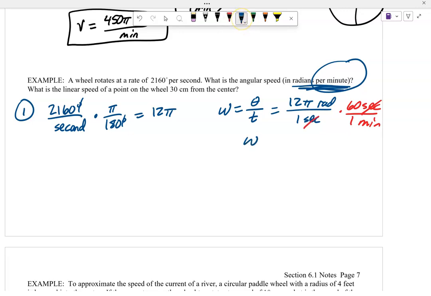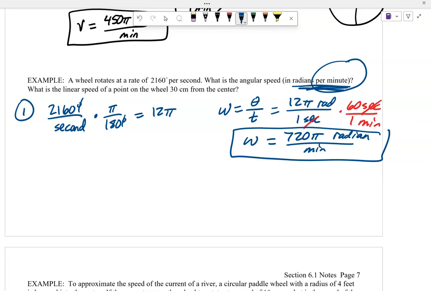And so our angular speed ends up being 12 pi times 60, so we get 720 pi radians per minute. Okay, so here's our angular speed. So now let's do our linear speed. The linear speed is radius times the angular speed.